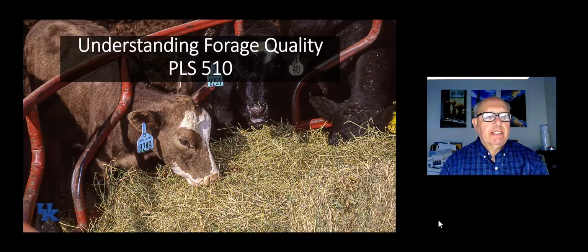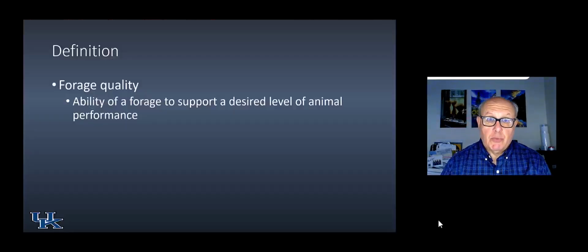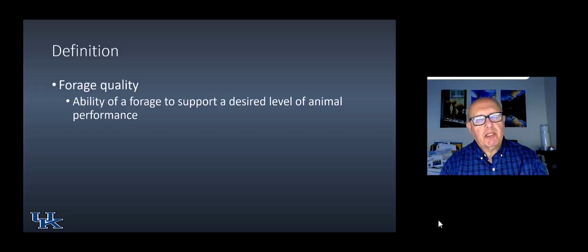Today we want to take up the first part of our series on understanding forage quality. We're going to start with the definition, and it's important to keep this definition in mind because we will spend the bulk of our time talking about indirect ways to measure forage quality, but the most direct way is to measure the ability of a forage to support a desired level of animal performance.